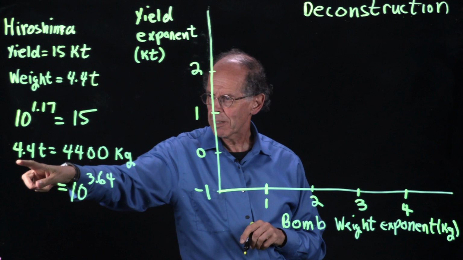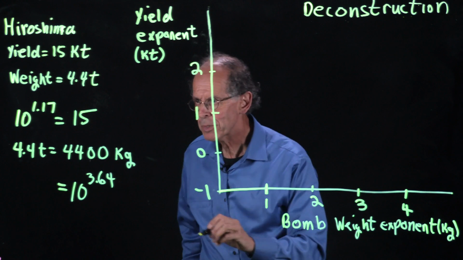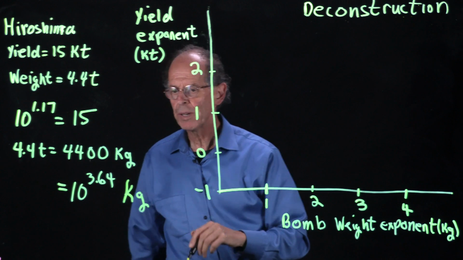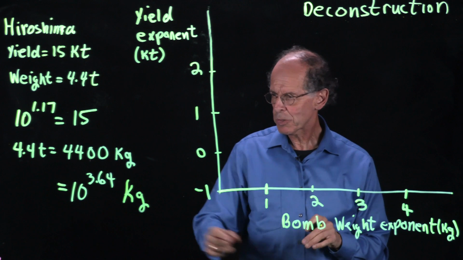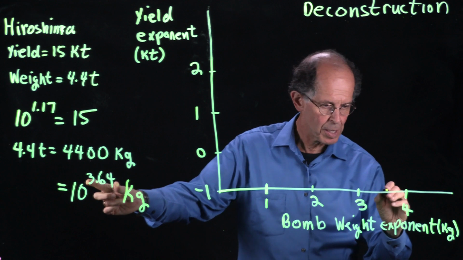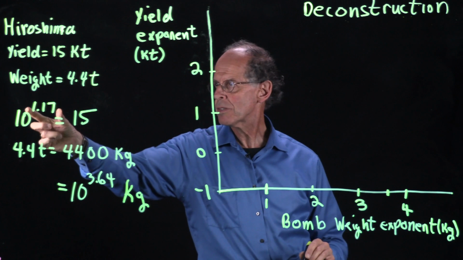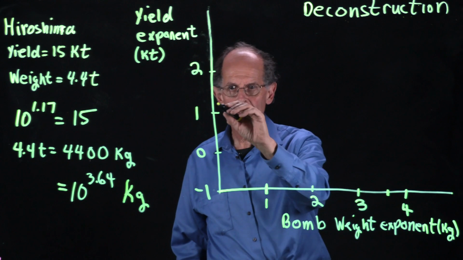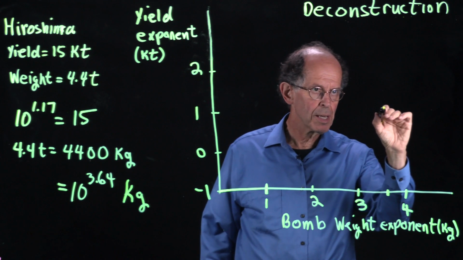And so we got 4.4 tons, which is 4,400 kilograms, which of course is 10 to the 3.64 kilograms. So that's where we have to go. So there's the exponent for the horizontal axis, 3.64. Slightly greater than halfway, say roughly there. There's this exponent for the yield, 1.17.